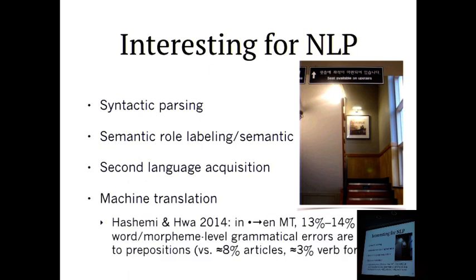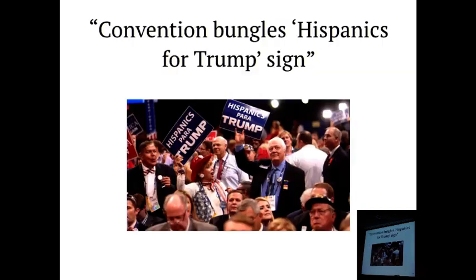And finally, machine translation, as I alluded to. Not only in that toy example is it difficult to translate, but there have been some studies of MT system output, looking at the different types of grammatical errors that the systems make. And prepositions are the most frequent closed class word level error that comes out of MT systems.